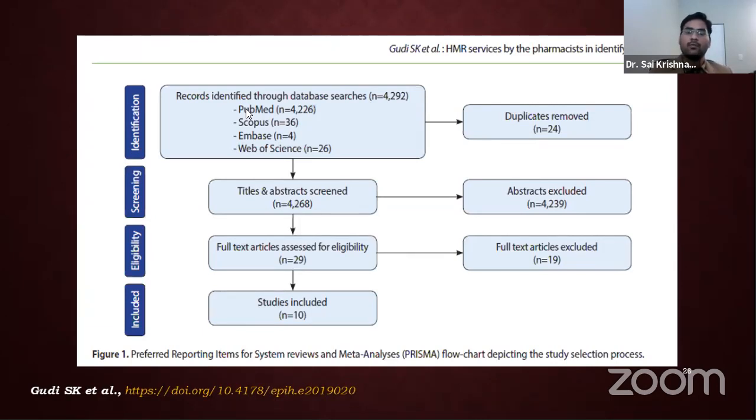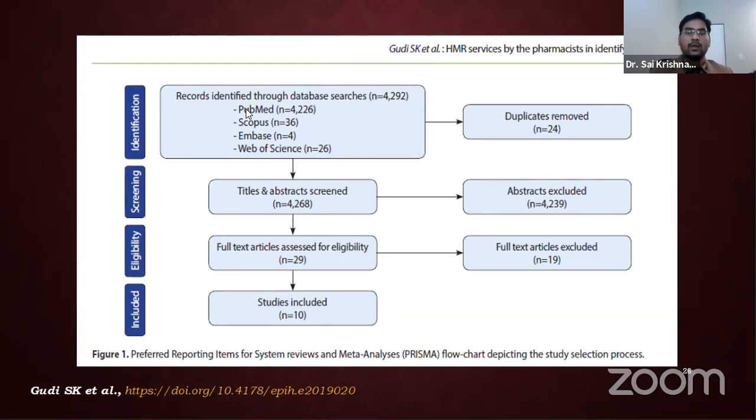Typically, whatever systematic review or meta-analysis paper you take, this is going to be the first figure in any systematic review. This is known as the Prisma flowchart. As I told you, Prisma stands for Preferred Reporting Items for Systematic Reviews and Meta-Analyses. If you clearly observe this figure, by the way, this Prisma flowchart is from my recent systematic review. As a first step, I searched PubMed, Scopus, Embase, and Web of Science, and you can see the total number of citations that I ended up with.